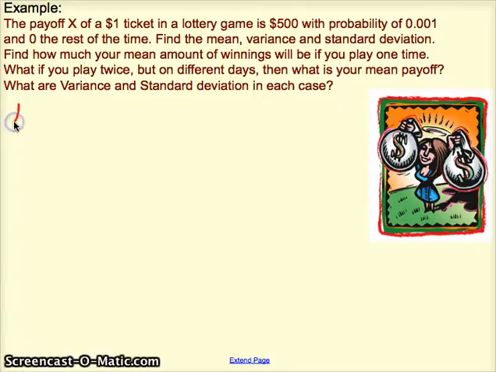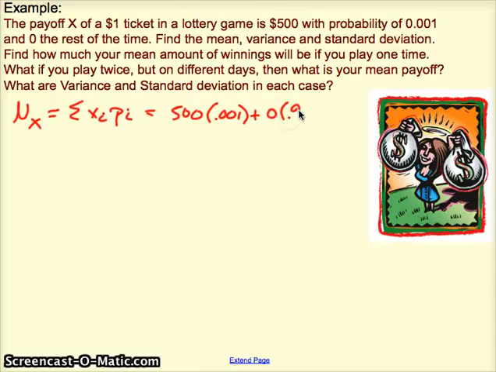We're interested in the mean of this discrete random variable. Recall that it's equal to the sum of every outcome times its probability. So here the outcomes are $500 winning with a probability of 0.001, 0 winnings, probability of 0.99, and if you do that math, you get 50 cents.